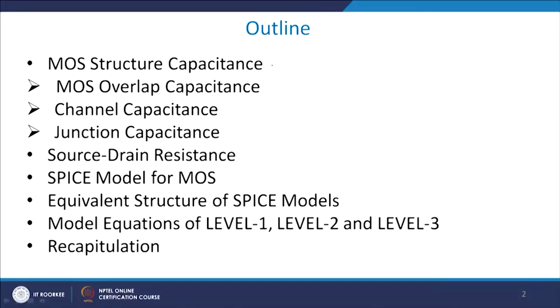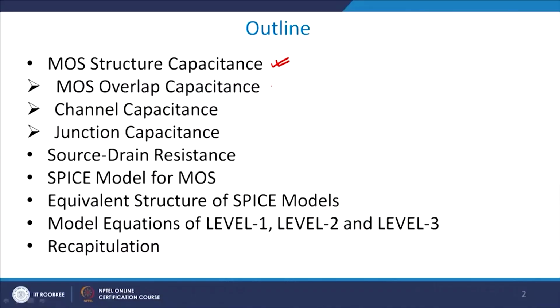We will look at the MOS structural capacitance, which means we will look into how a MOSFET structure, the very fact that it is structurally designed, will give various capacitance values associated with it. Those things will be clear to you. We will look at MOS overlap capacitances, various overlap capacitances. We will be looking at junction capacitance and channel capacitance.